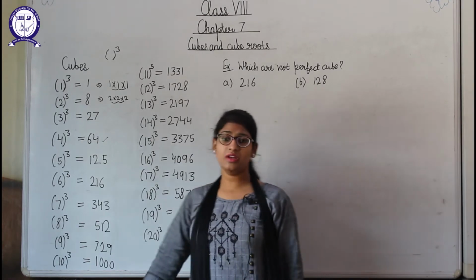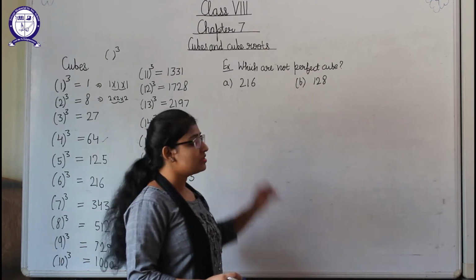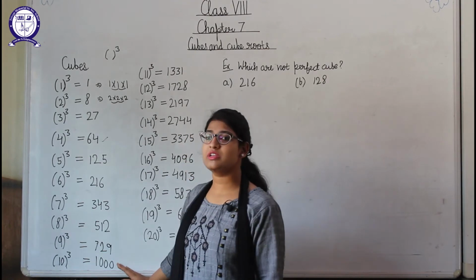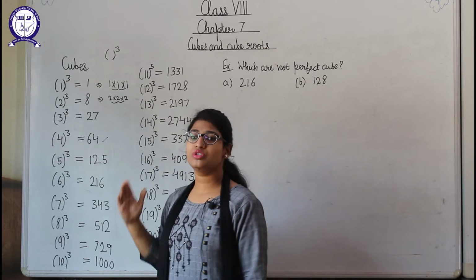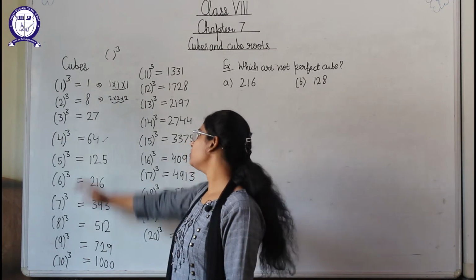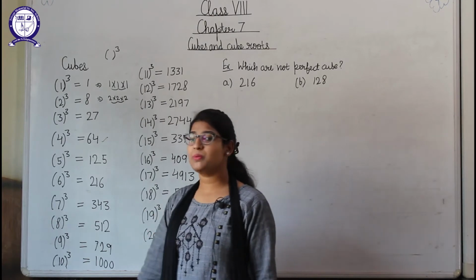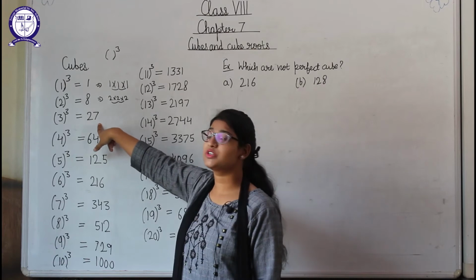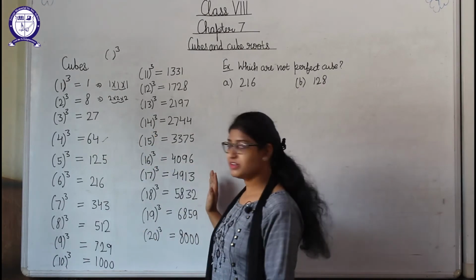Okay, now our question is, which are not perfect cubes? Students, if you check here, we are not getting the cubes continuously, means consecutively. 1 is the perfect cube, then 2, 3, 4, 5, 6, 7 are not perfect cubes, then 8 is the perfect cube. After that 9, 10, 11, 12 up to 26 there are no perfect cubes, then 27 is the perfect cube. Like this 64, 125, these all are perfect cubes.